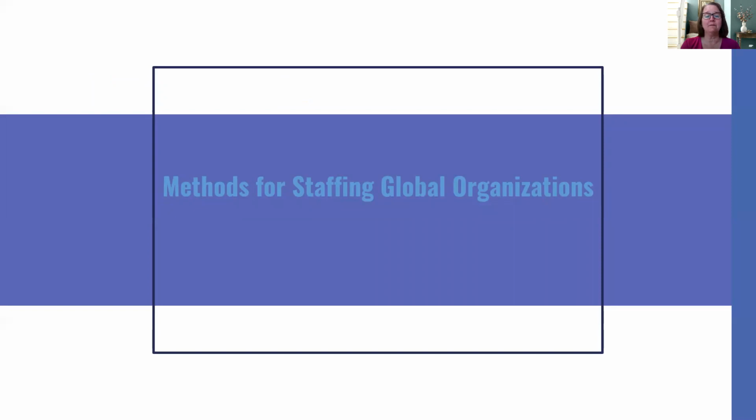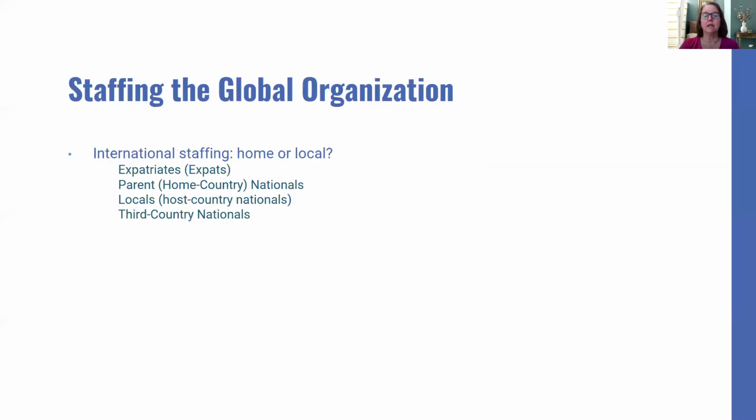Now, let's look at staffing in global organizations. International staffing: should you go home, work home or local? In general, we can classify an international company's employees as expatriates, home country nationals, locals, or third country nationals. Expatriates, or expats for short, are non-citizens of the countries in which they are working. So expats may also be parent or home country nationals, citizens of the country in which the multinational company is headquartered.